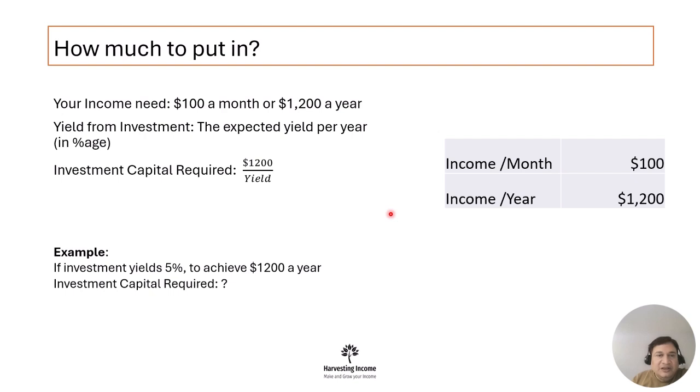Let's say your investment yields 5%. You can do the math yourself. Look at this information, the example below. If the investment yields 5%, to achieve 1200 a year, what is the capital required? You can use the same formula. So that would be 1200 divided by 5%. Try doing that and see what you get.